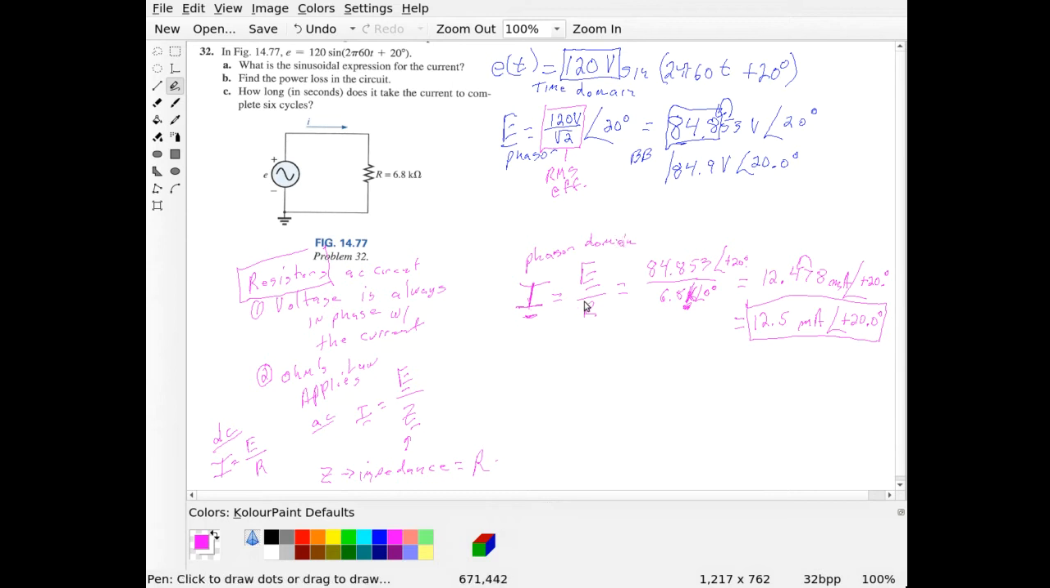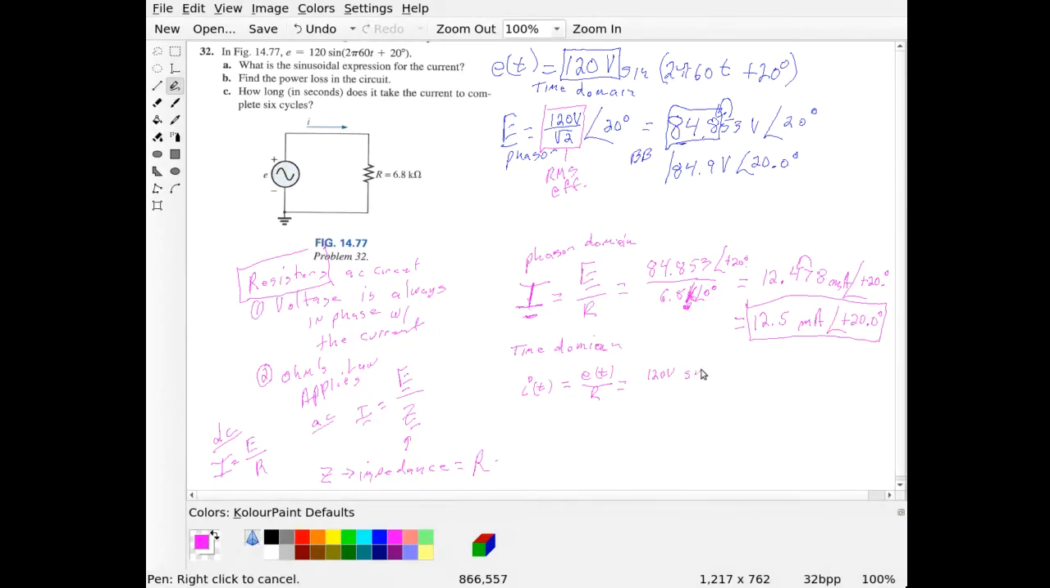If you wanted to, you could actually do it in the time domain. We don't do that very often, but you can calculate it using Ohm's law and just keep the sine wave there. So in the time domain, we would put I of t is equal to E of t divided by R, so that's going to be this sine wave, 120 volts.